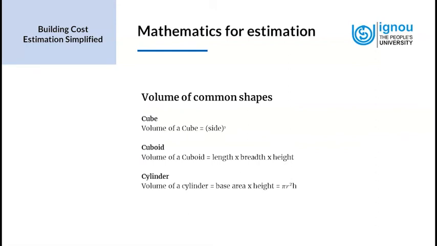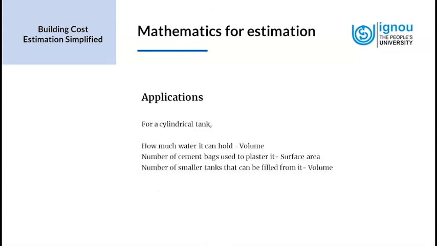Some of the volumes of common shapes. For a cube, the volume is side into side into side, the cube of the side. Volume of a cuboid is length into breadth into height. And volume of a cylinder is base area into height, which is pi r square h. The applications of these formulae would be when we have a cylindrical tank, say a water tank, and the water that it can hold is called the volume. The number of cement bags used to plaster that cylindrical tank would be found out from the surface area, and the number of smaller tanks that can be filled from it will be a function of the volume.